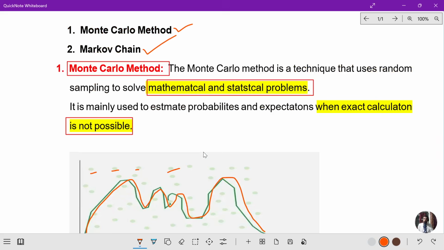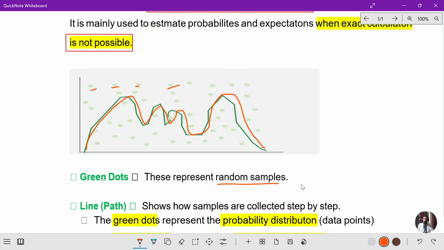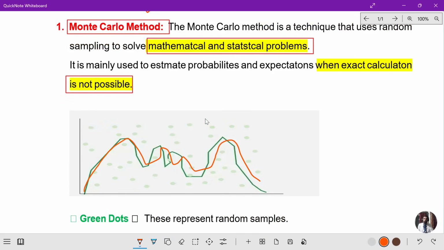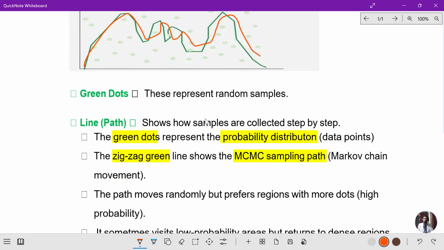So this is what we call the Monte Carlo method. In the Monte Carlo method, we have the green dots, which are the random samples, and this line is called the path. It shows how samples are collected step by step. The path collects the samples step by step. This is the mechanism of the Monte Carlo method.